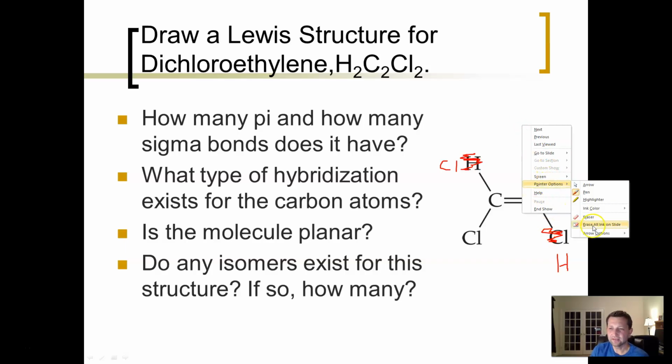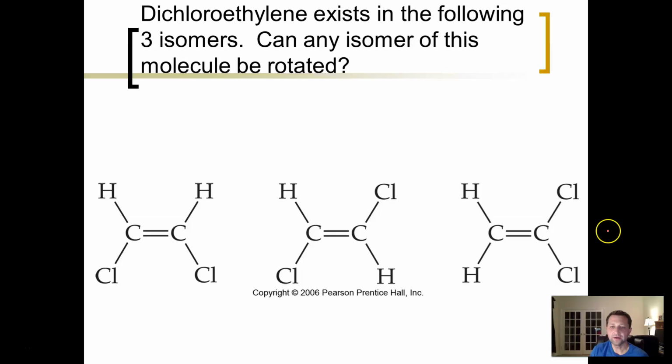So I have them on the next slide right here. Okay, so the one in the middle, or the one on the left, is the one we started with. Okay, then you have these two more. So let's look at the three isomers to wrap up the lesson here. Can any of the isomers be rotated? So that is a no, right? Double bonds you cannot rotate.